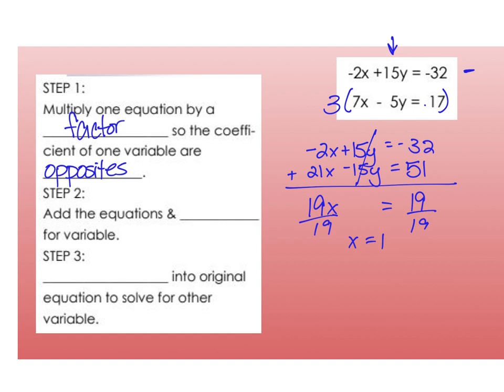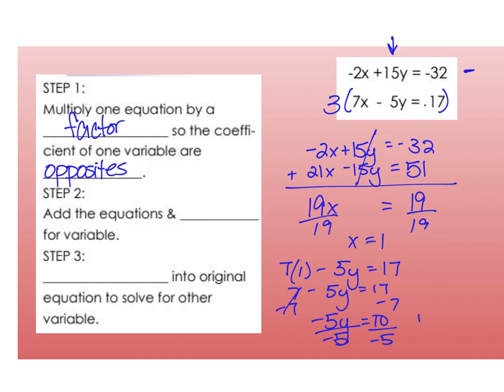Now that I know x has a value of 1, I can go back and substitute that into one of those equations. I'm going to use the second one just because it doesn't have much negative there. So 7 times 1 minus 5y equals 17. So 7 minus 5y equals 17. Subtract 7, so negative 5y equals 10. Divide by negative 5, so y equals negative 2. So these are the 2 coordinates we're looking for: 1, negative 2.